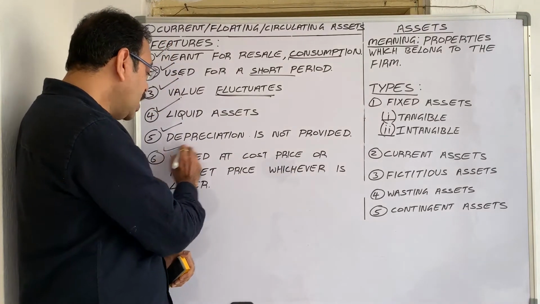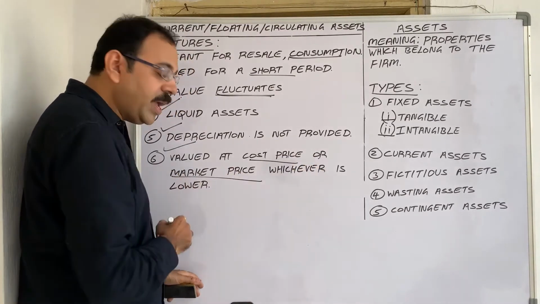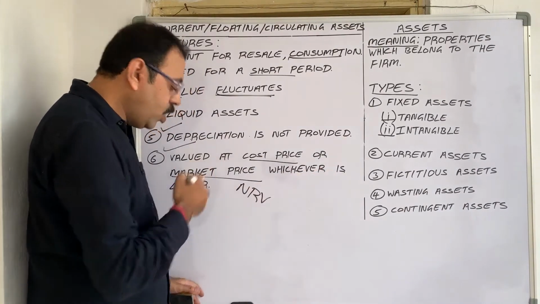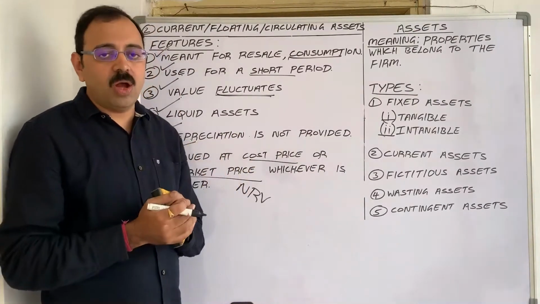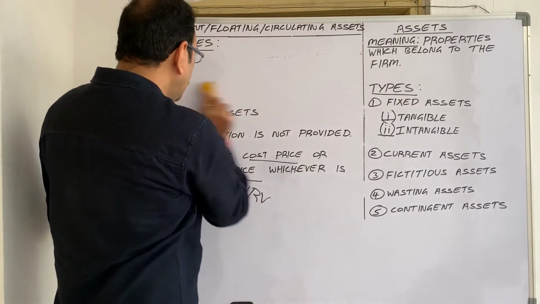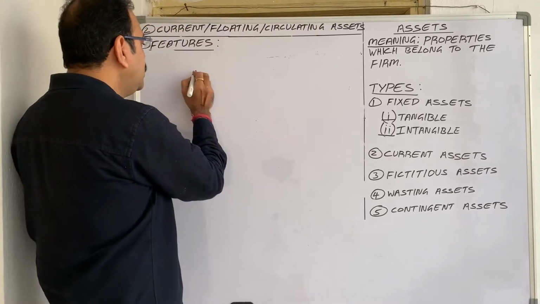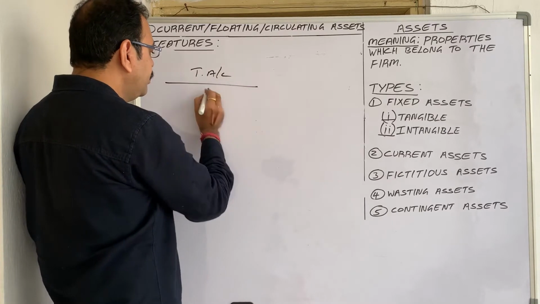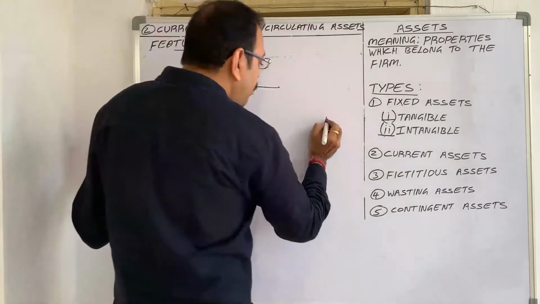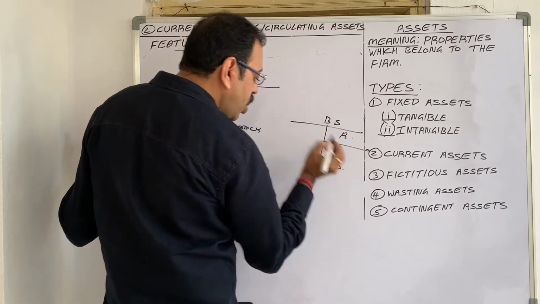Then the next feature is that current assets are valued at cost price or market price, nothing but net realizable value, whichever is lower. Means what? Take closing stock. In final accounts, where do we show closing stock? In the trading account, credit side, and in the balance sheet, asset side. This is the trading account, credit side, by closing stock. In the balance sheet, asset side, we show the closing stock value.